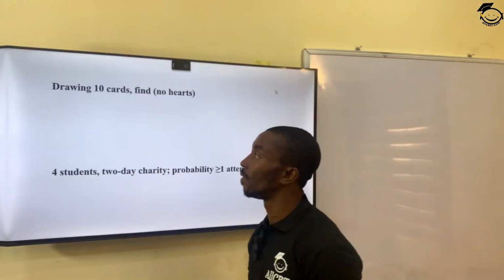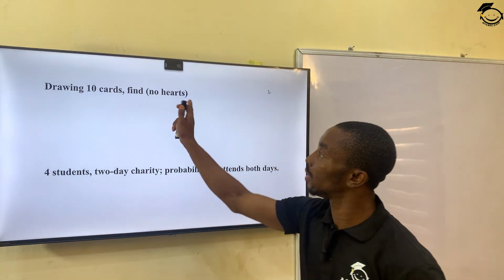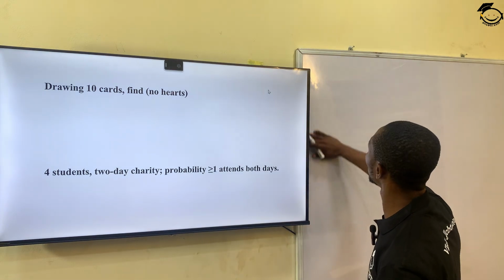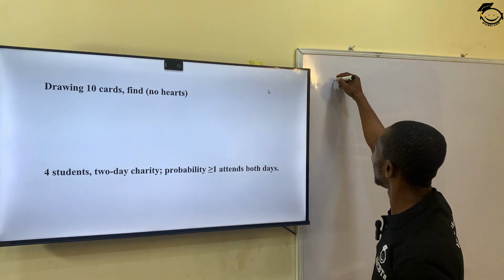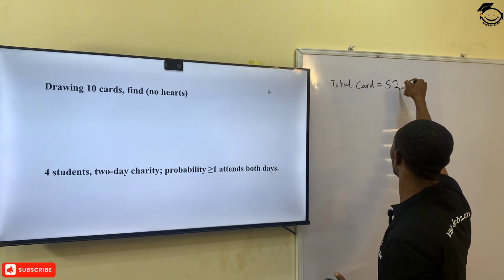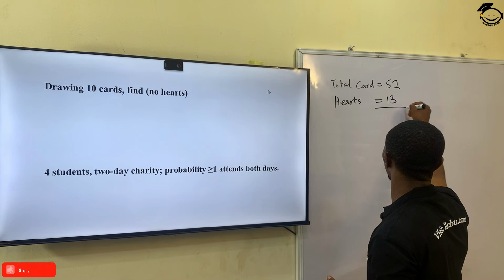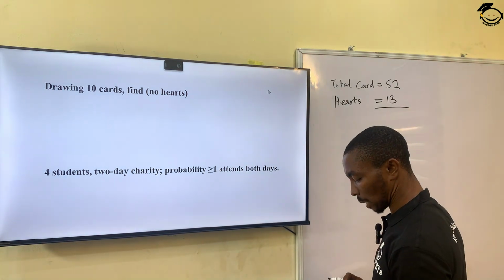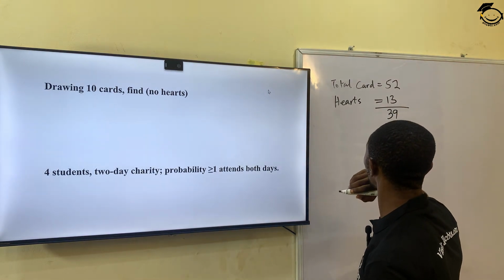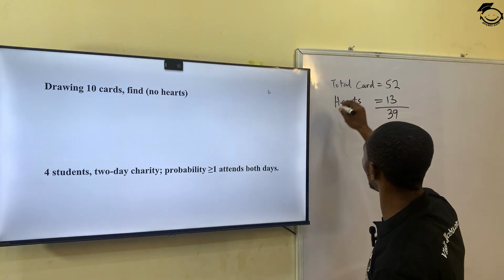For us to draw 10 cards out of a pack of cards without having any hearts, now we have to do the probability of drawing 10 cards out of 52 cards without having a heart. Now our total number of cards is 52. Now the hearts are 13 in number. So the remaining pack will be 52 minus 13, which will give us 39. Okay, so we are drawing out of 39 cards, we will draw 10, all right, without getting a heart.